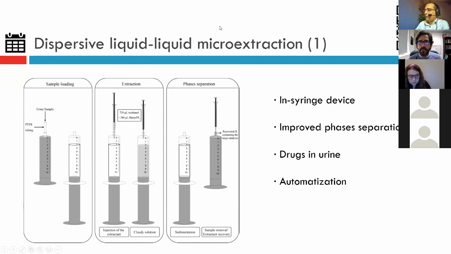I have a question in the meantime. Very interesting presentation, especially the alternatives you have presented for the microextraction technique. I wonder if you have looked into the thermodynamics of this process.